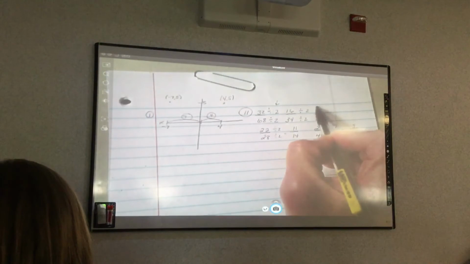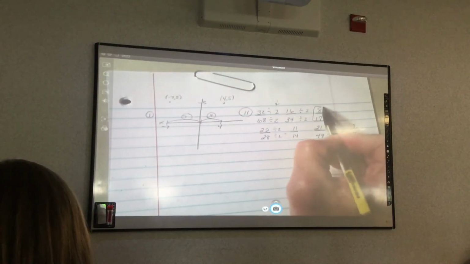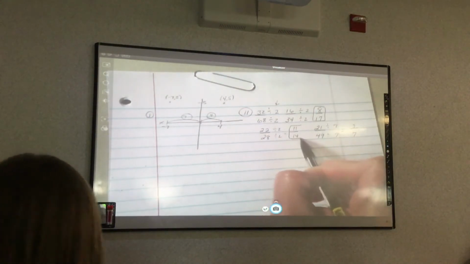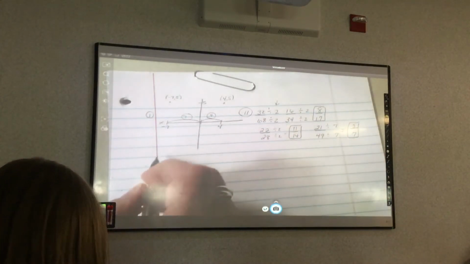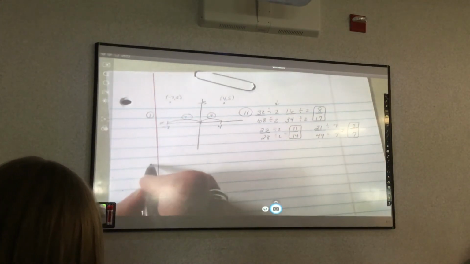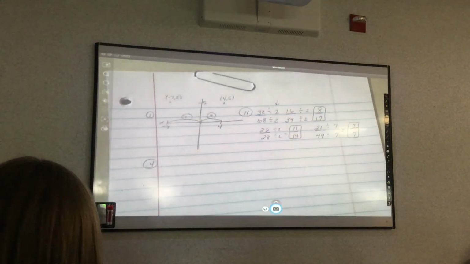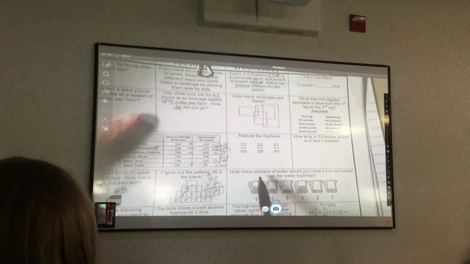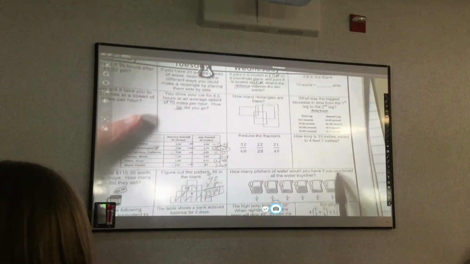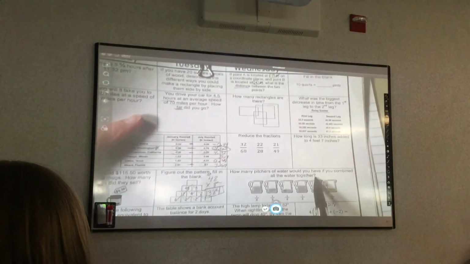So then you want to make sure that you're putting boxes around your answers on your line paper. And now we're down to number 4. Number 4 states, how many pitchers of water would you have if you combined all the water together? I just said, tell me how you're going to solve that. How am I going to solve it?